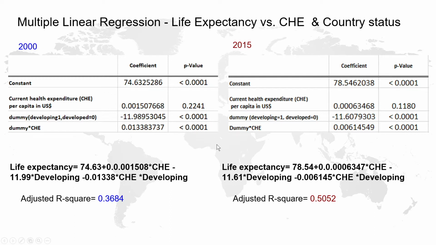0.22, and we can see that with the adjusted R-square value of 0.36 and 0.50, life expectancy in developed and developing countries in both the years 2000 and 2015 differs by an approximate value of 12. That would mean that developing countries would have life expectancy approximately 12 lower than those of developed countries in both the years 2000 and 2015.